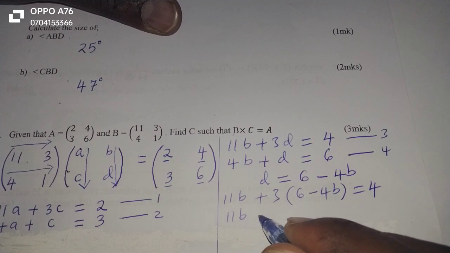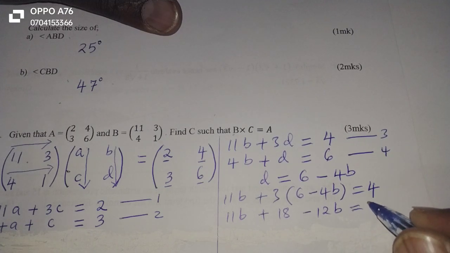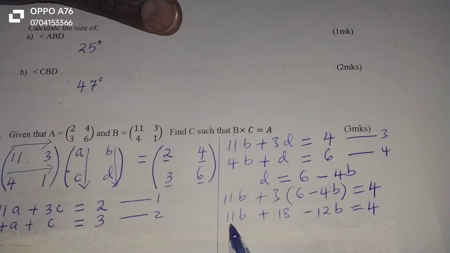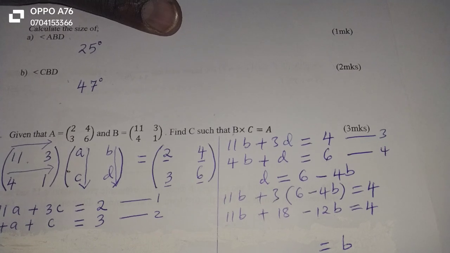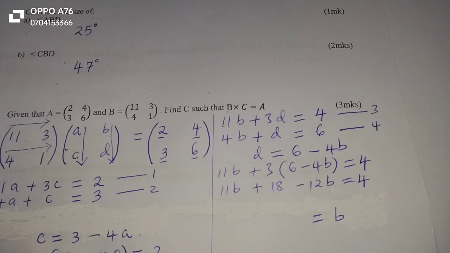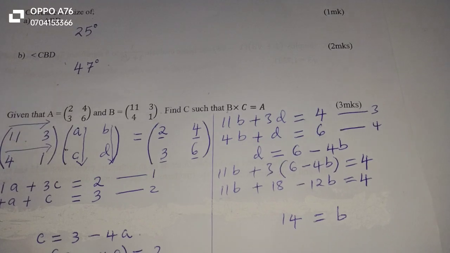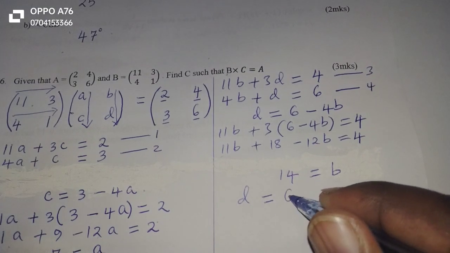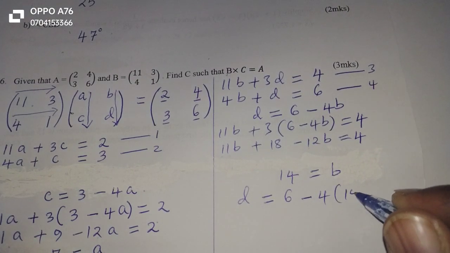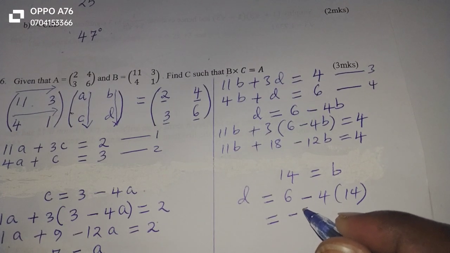So 11B plus 18, then minus 12B, this is equivalent to 4. Then we group like terms together. This is 11B minus 12B, so we can have B to the right hand side. Then we'll be talking about 18 minus 4, which is 14. So the value of B is 14. And with the value of B, now the value of D can be obtained. We need to take 6 minus 4 into 14. This is going to be negative 56. So 6 minus 56 will give us negative 50.